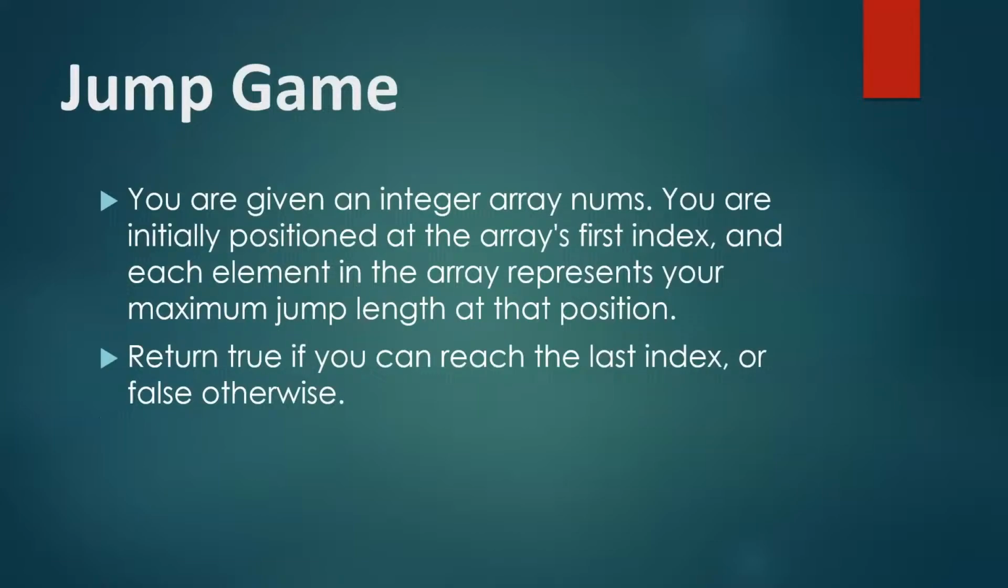Okay, so initially we are given an integer array nums and we are initially positioned. This is different than the problem that I initially asked you. We are initially positioned at the array's first index, and each element in the array represents the maximum jump at that position. We have to return true if we can reach the last index, otherwise false. So how do you think we can solve this problem? And also tell me, what is the feasibility? How are you checking it is optimal?